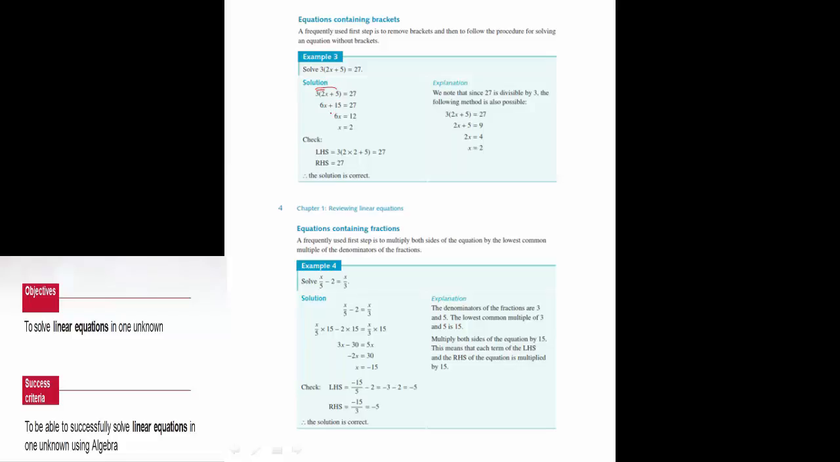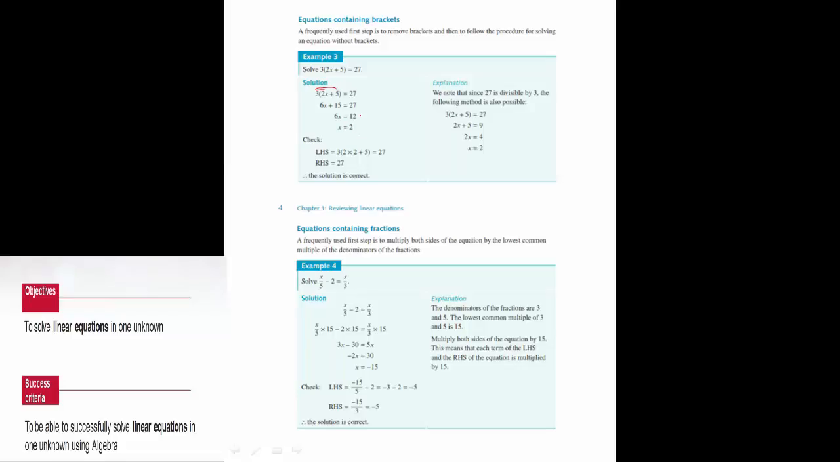Now, if we do that, you get 6x plus 15 equals 27. Then same thing, we need to get rid of 15. We subtract 15 from both sides, we get 6x equals 12. We want to get rid of the 6, we divide by 6 both sides, so you get x equal 2.